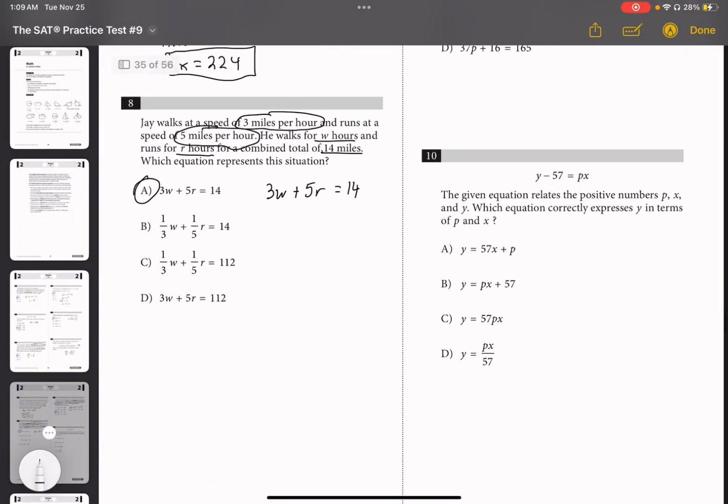Question 10, the given equation relates to positive numbers p, x, and y. Which equation correctly expresses y in terms of p and x? Okay, so for this, we're just doing manipulation of variables. So we're trying to express y. So we have y is equal to px plus 57. We're just moving the 57 over here. And this is going to be answer choice B.